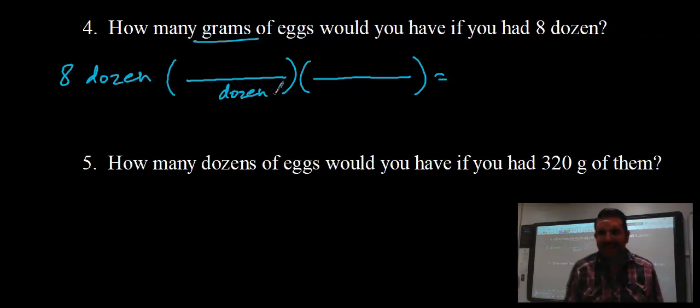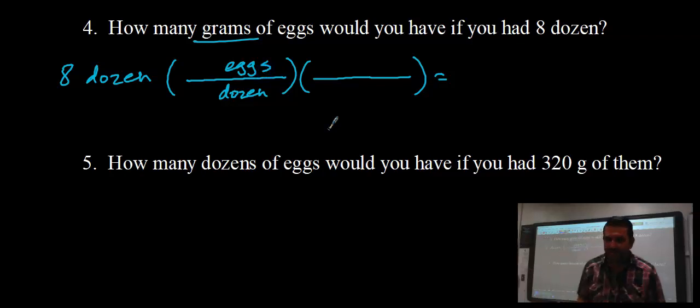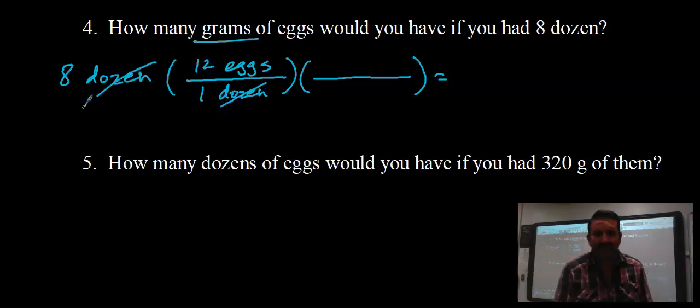Now remember, we need to go to eggs first before we can go to grams. So let's convert from dozens to eggs. So let's put eggs on top. Again, please, units first and then numbers. So what is the relationship between eggs and dozens? And cancel your units as you go. So after one conversion factor, dozens cancel. Now we have eggs. Okay, second conversion factor.